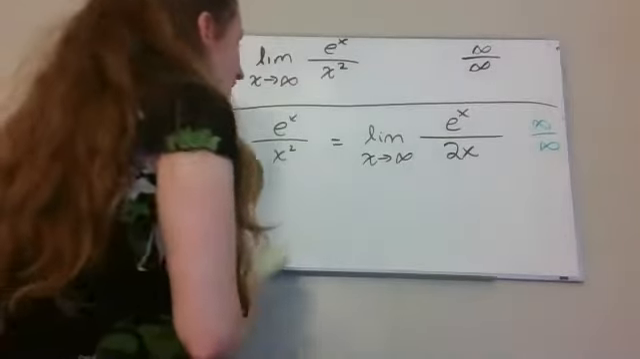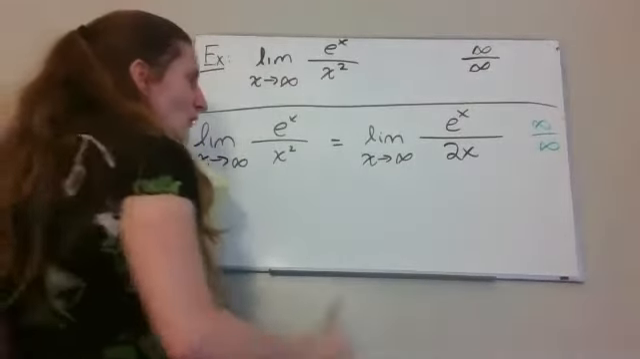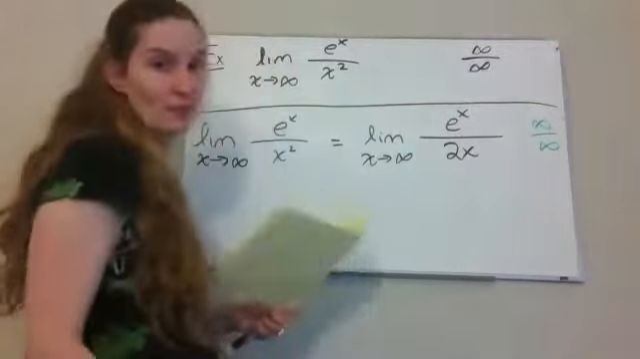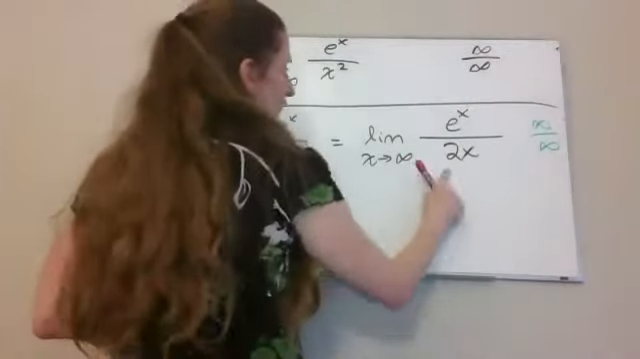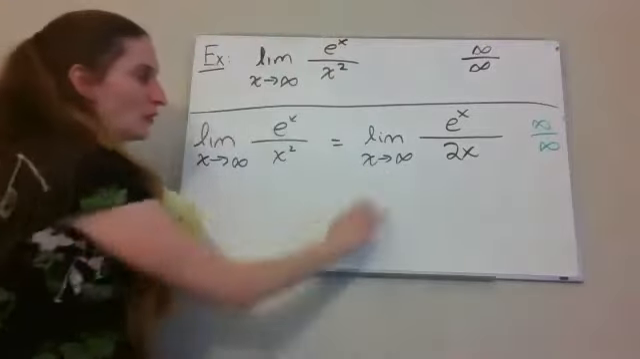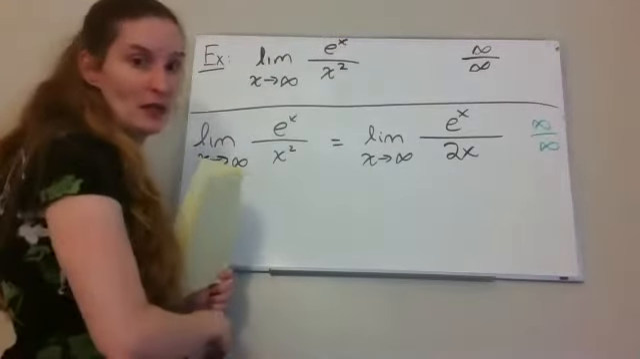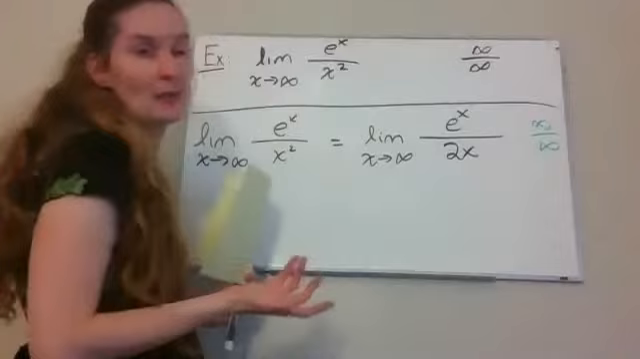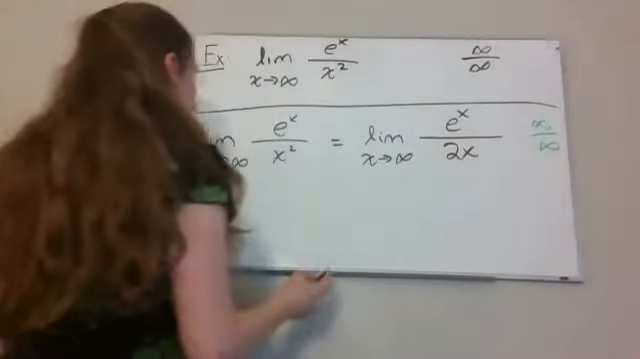So before we can use it again, make sure that our functions are still both differentiable. They are. And that the derivative of the denominator is non-zero, at least when you get close to where we're taking our limit. The derivative of the denominator is 2, so we're okay.